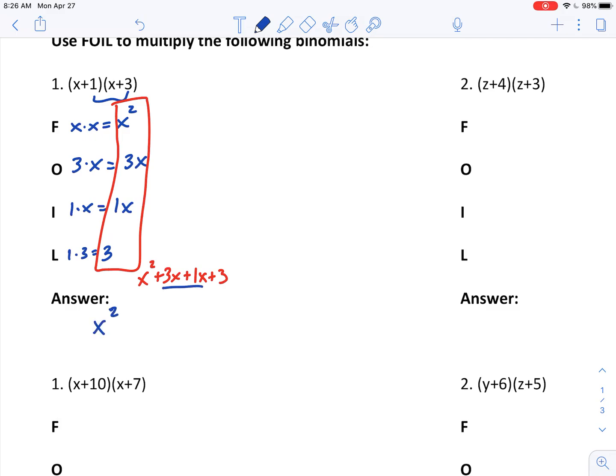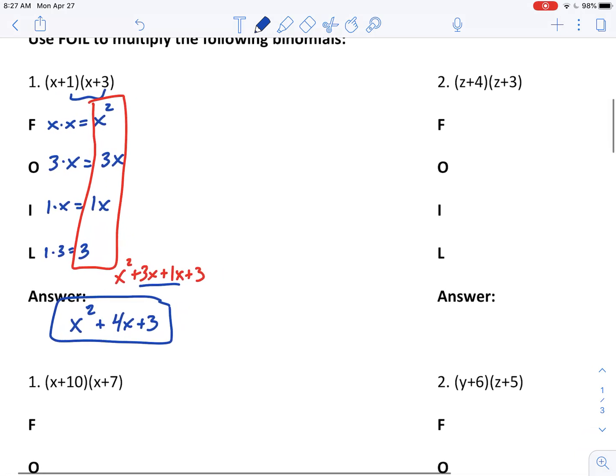So now what we're going to do is add up all of these terms. We'll take x squared plus 3x plus 1x plus 3, which is x squared. If I combine these like terms here, I get 4x plus 3.